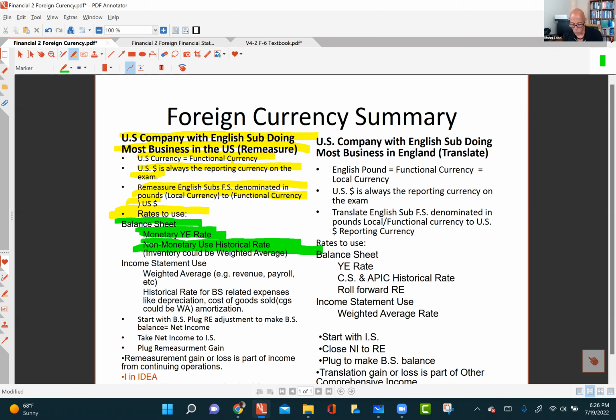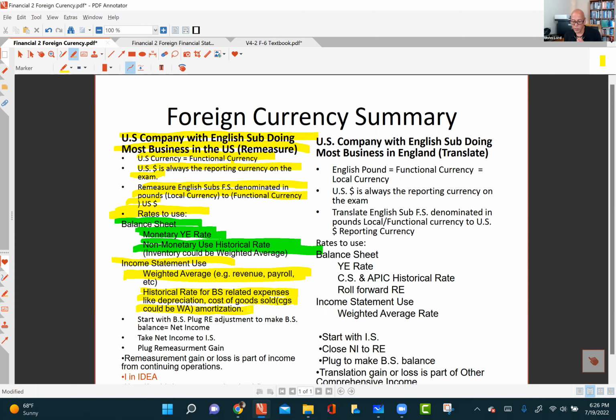Okay. Now, when you look at our income statement accounts, it's hard for me to change color here, use the weighted average for revenue and payroll, and use the historical rate for balance sheet related items like depreciation and cost of goods sold, unless, again, the problem tells you that inventory is acquired and sold evenly throughout the year, then you're going to use weighted average for the cost of goods sold. And I'm going to show you how to calculate weighted average when we get to the numerical example that Becker has for us here in a couple seconds.